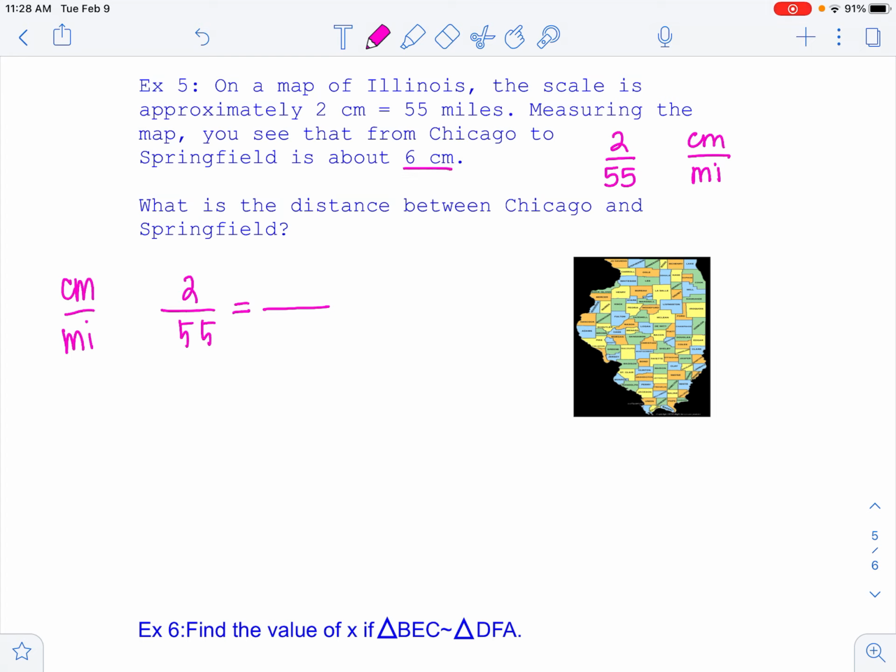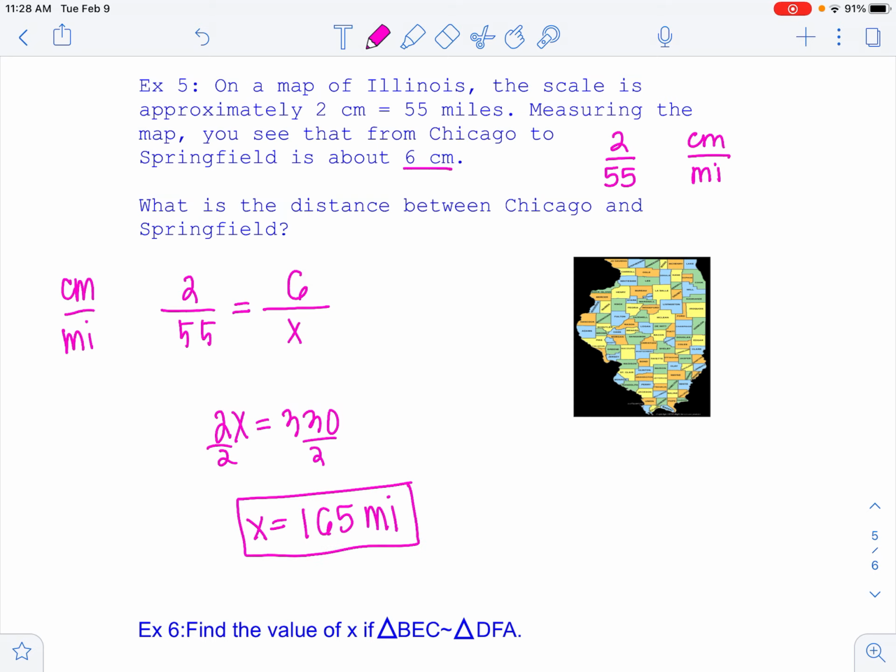So now I'm going to look to see what I was given. I was given that Chicago to Springfield is 6 centimeters. Centimeters go in the numerator, and I'm solving for my denominator. Cross multiply: 2x is equal to 330. Divide by 2, and I get x is 165. And then don't forget your label. Denominator is miles.